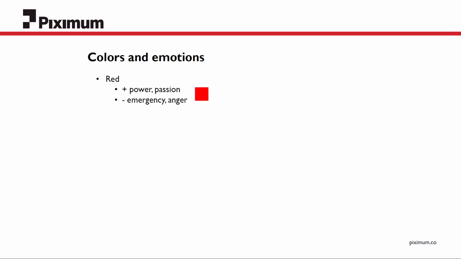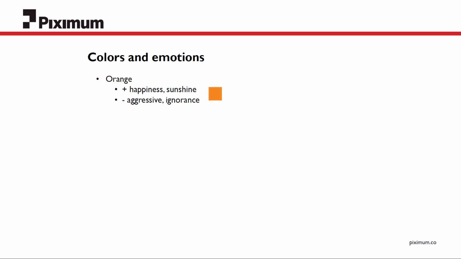Let's start with red. Red symbolizes fire and power and is associated with passion and importance. It also helps to stimulate energy and excitement. The negative connotations of red are rage, emergency, and anger, which stem from the passionate and aggressive qualities of red.